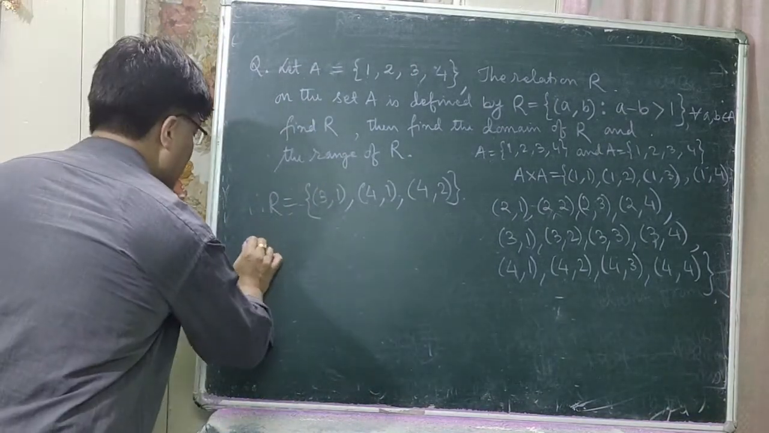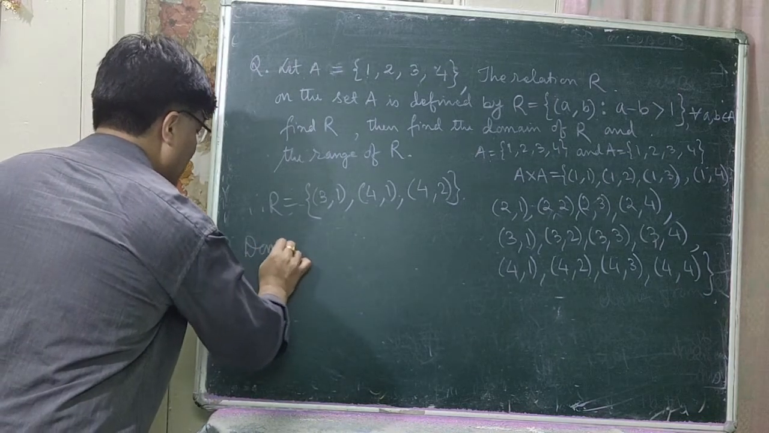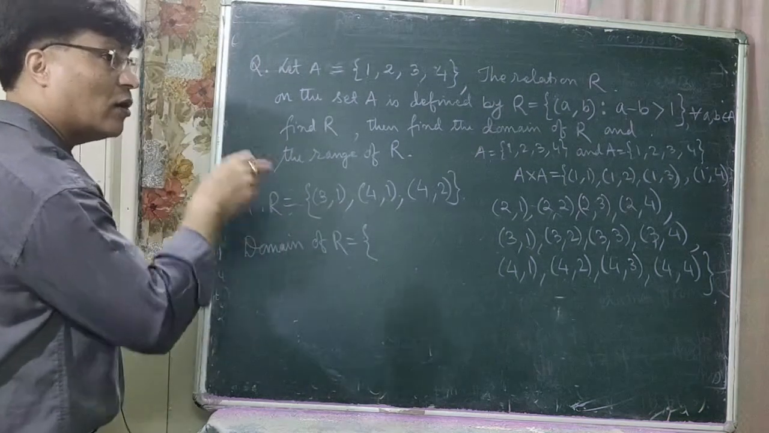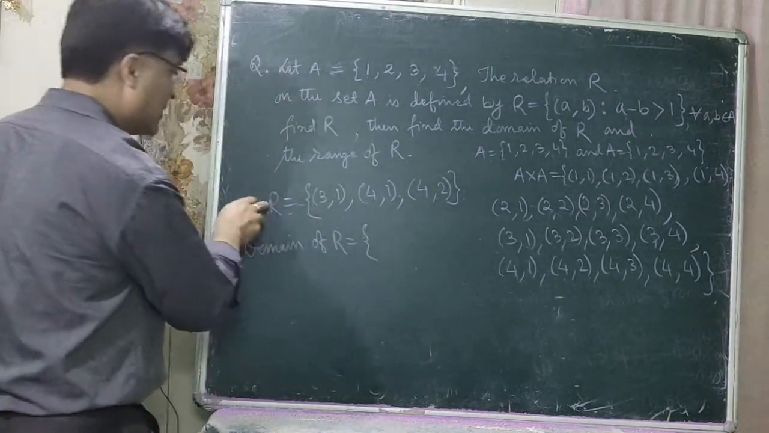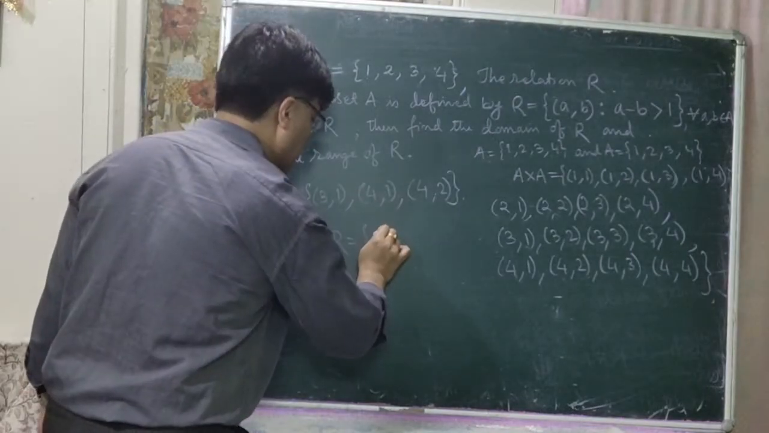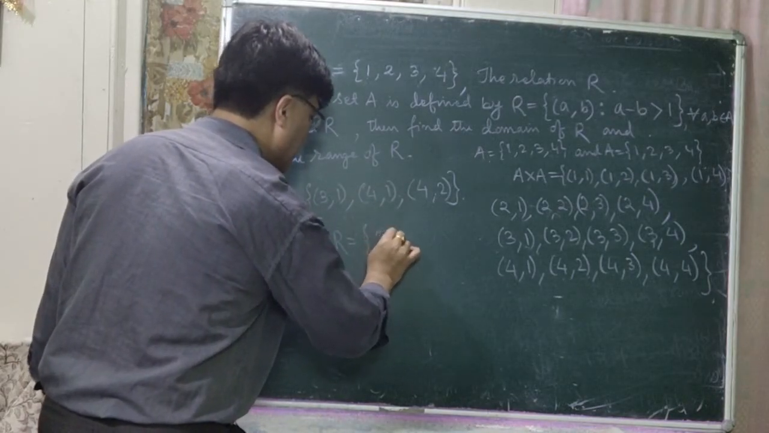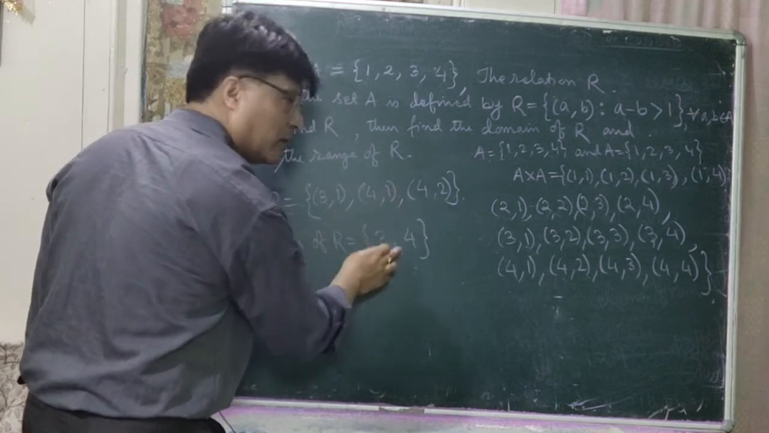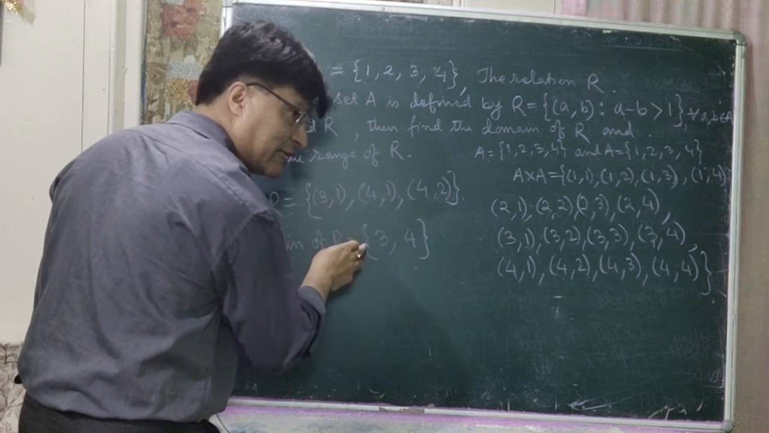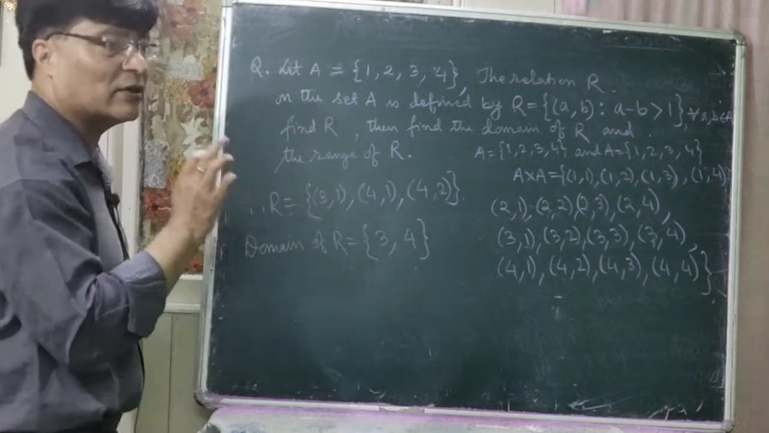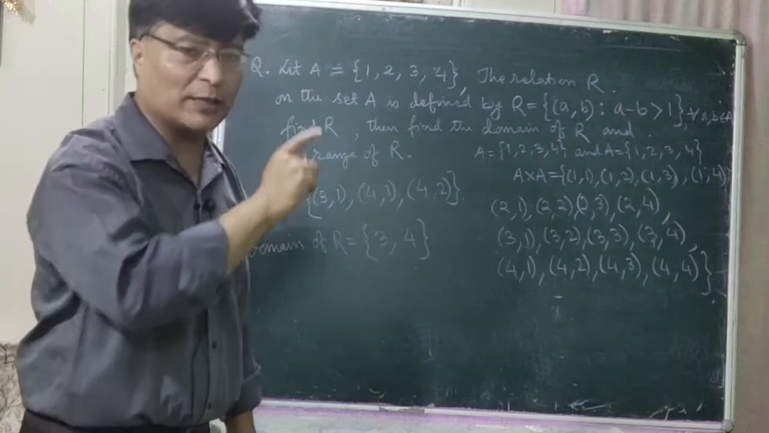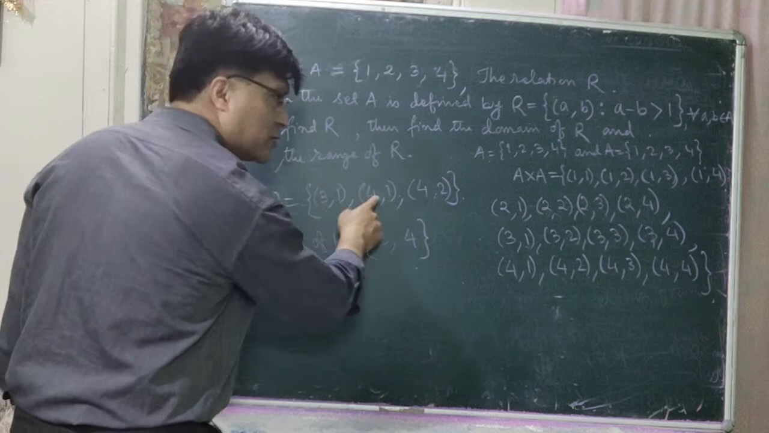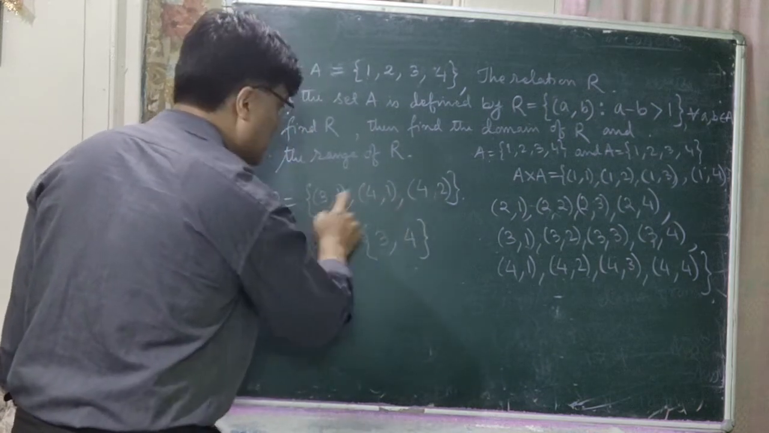Now what is the domain of R? Domain of R is 3, 4. Right? Only the first elements. You should not write 4, 4 twice. It should be distinct. A set is a collection of well-defined distinct objects, as I said earlier, each element is written only once. So the domain of R is the first elements only, that is 3, 4.